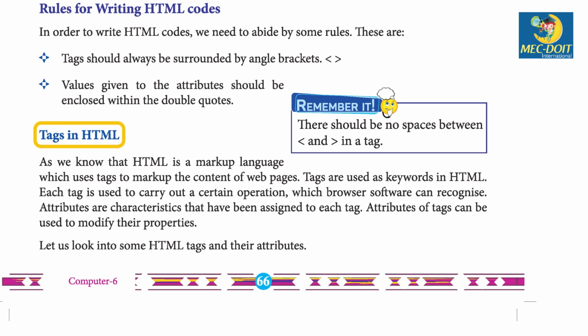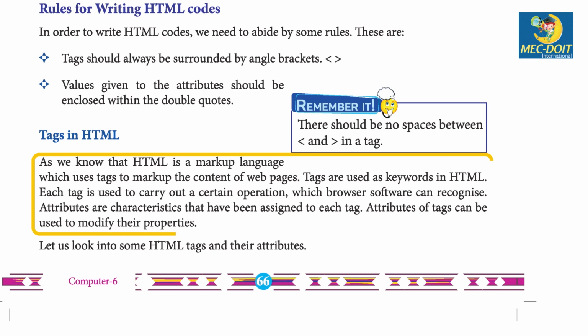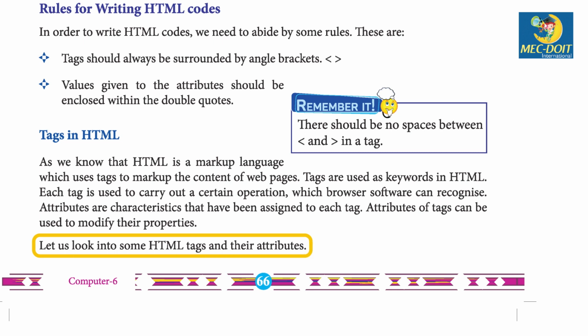Tags in HTML. As we know, HTML is a markup language which uses tags to mark up the content of web pages. Tags are used as keywords in HTML. Each tag is used to carry out a certain operation which browser software can recognize. Attributes are characteristics that have been assigned to each tag. Attributes of tags can be used to modify their properties. Let us look into HTML tags and their attributes.